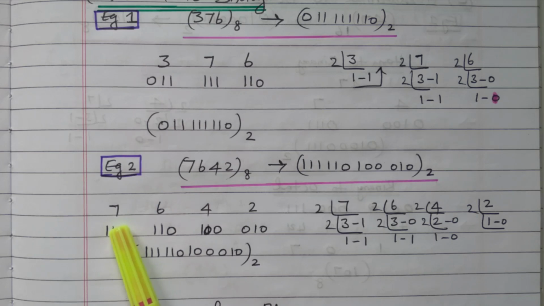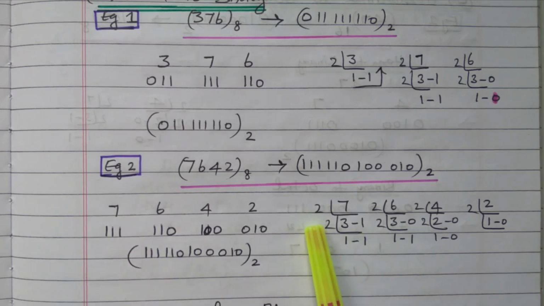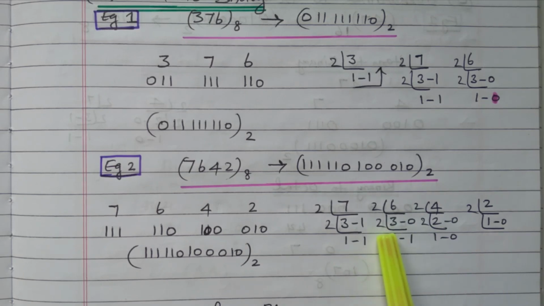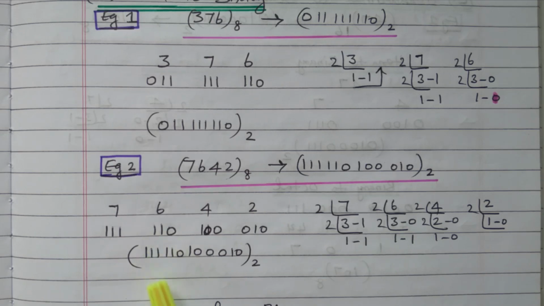First, we will take the number 7. Divide by 2. 7 divided by 2 goes 3 times, balance 1. 3 divided by 2, 1 time, balance 1. So write in reverse order: 111. The binary equivalent of 7 is 111. Then go to 6, convert the 6 into binary. 6 divided by 2 goes 3 times, balance is 0. 3 divided by 2 goes 1 time, balance 1. Write in this order: 110.